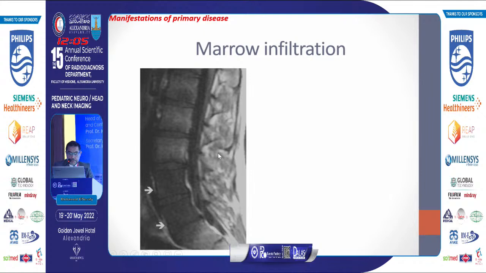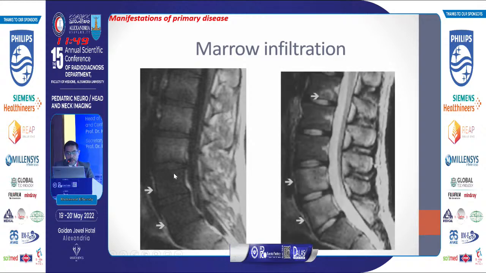Marrow infiltration can be seen in both leukemia and lymphoma, and the most important feature of marrow infiltration in the spine is that the infiltrated marrow displays hypointense signal compared to the adjacent disc, and sometimes it appears hyperintense on T2, sometimes iso, but the most important feature is being hypointense compared to the adjacent disc.